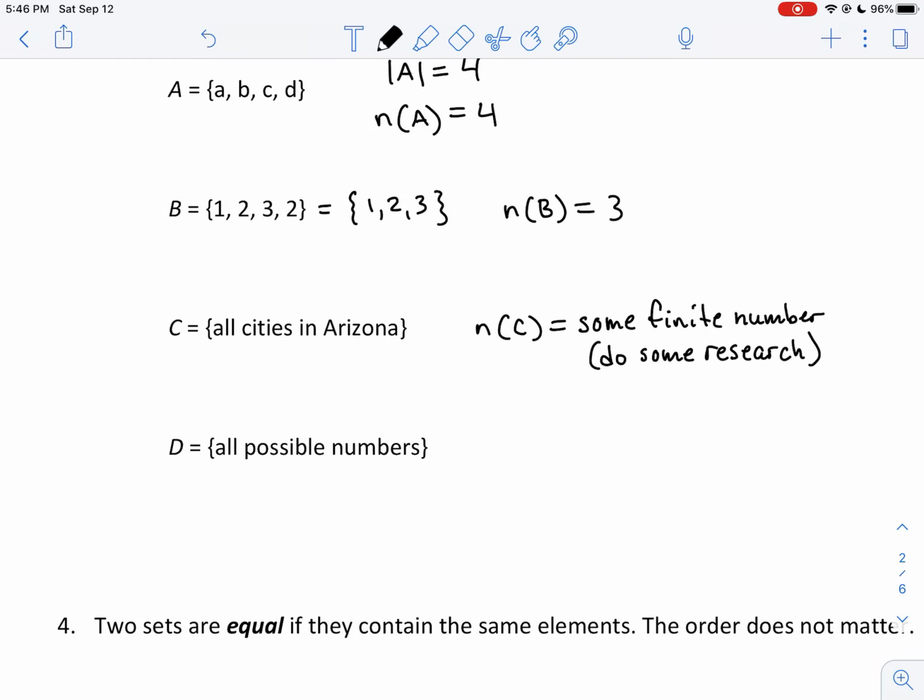And then D is a set of all possible numbers. Well, if I just start writing possible numbers, this list would never end. You could even throw fractions or other kinds of numbers in there. There's really infinitely many numbers. The list never ends, so you would say the cardinality of D is infinity.